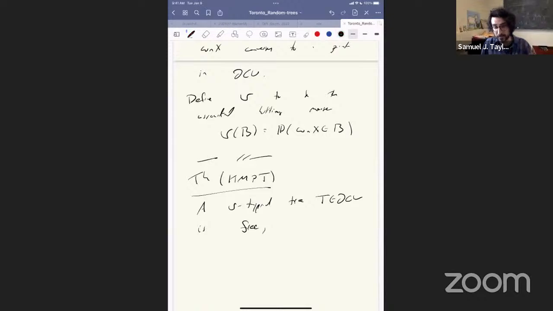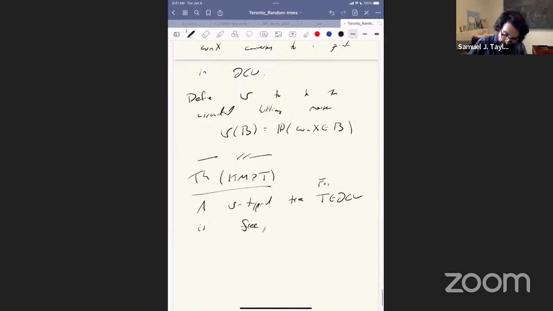What I mean by that is these trees all come with actions of Out(F_n), free group actions, and typically the action you see is free. So free actions on trees. They are trivalent. And they are non-geometric. Non-geometric means not geometric: they do not come from a measured foliation on a 2-complex.